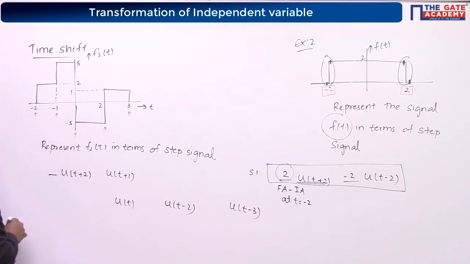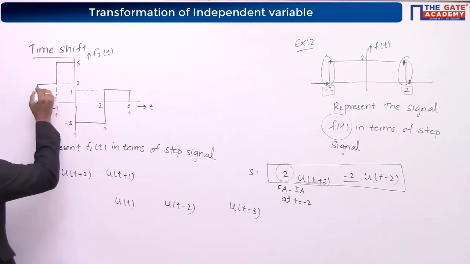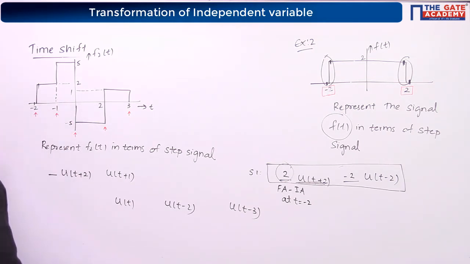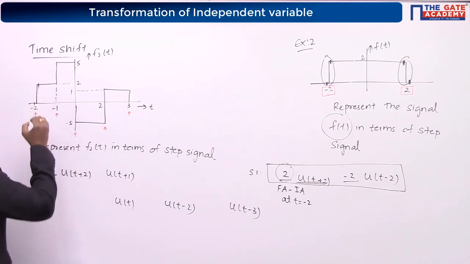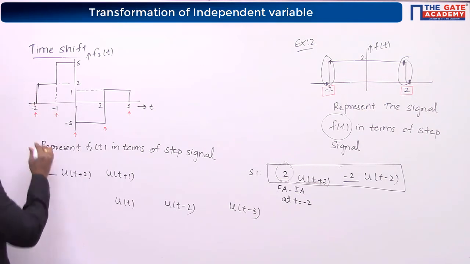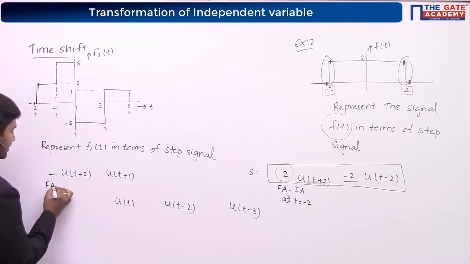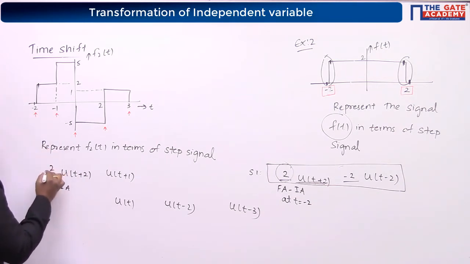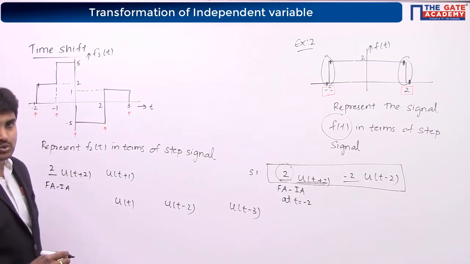At t is equal to minus 2, before it and after it. Before is the initial amplitude, after it is the final amplitude. You can see this value is 2 and this value is 0. So final amplitude minus initial amplitude. So it is 2 minus 0, which is 2.